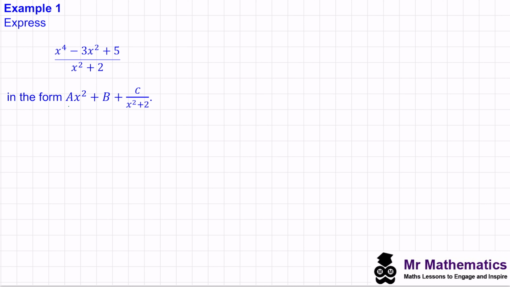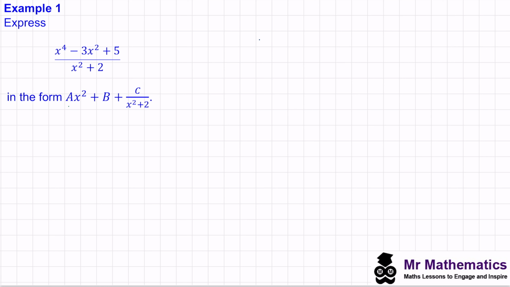So improper fractions are those where the degree of the numerator is greater than or equal to the degree of the denominator. And you can see this in example 1, where the highest degree in the numerator is x to the 4 and the highest degree in the denominator is x to the 2. So therefore this is an improper fraction, which means we can split it into a polynomial and an ordinary fraction. And to get it into this form, we need to use long division.